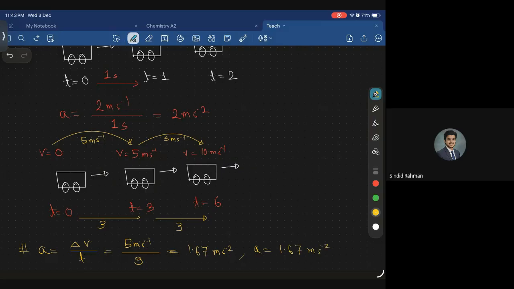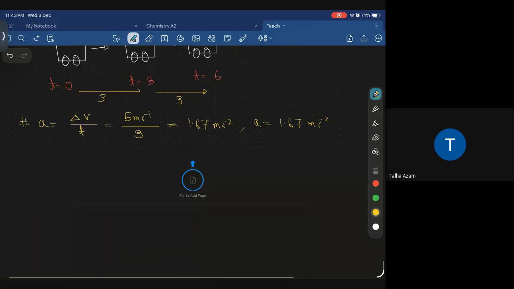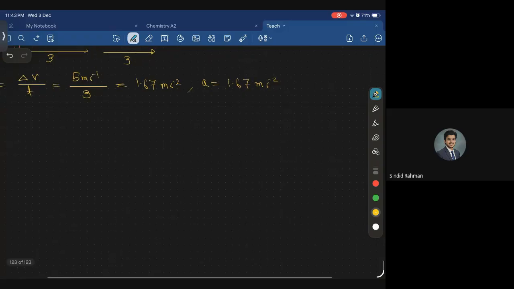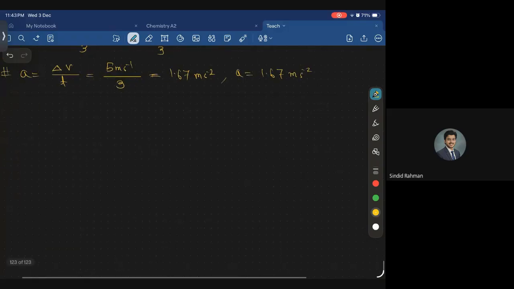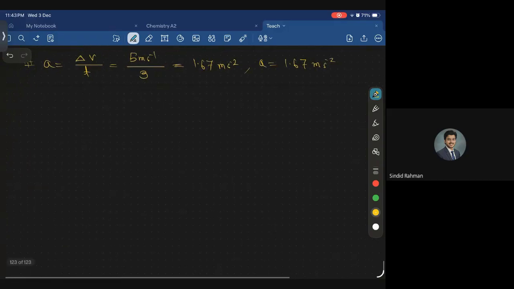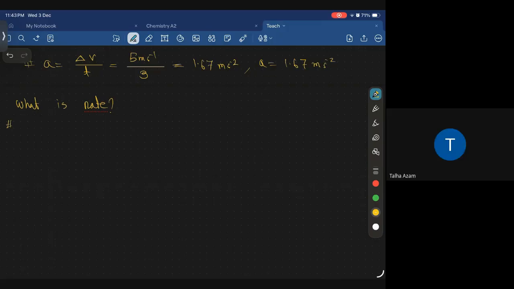So basically, what is acceleration? It is the rate of change of velocity. Anything divided by time is rate. You know that, right? What is rate? Anything that is divided by time, or what happens in a particular time, is called a rate.